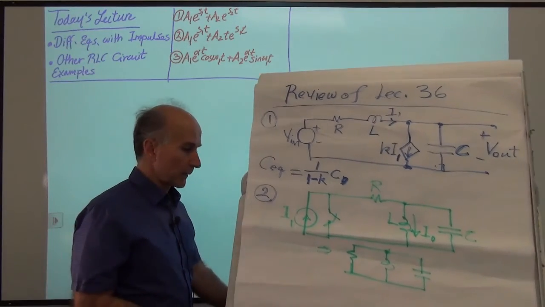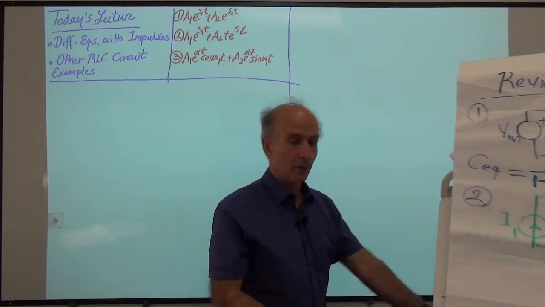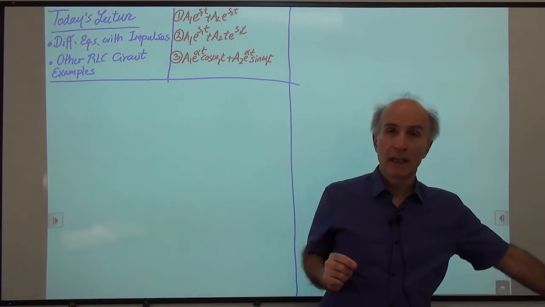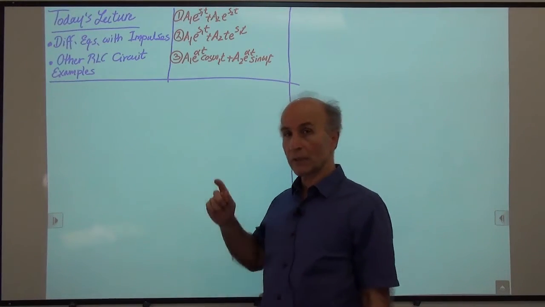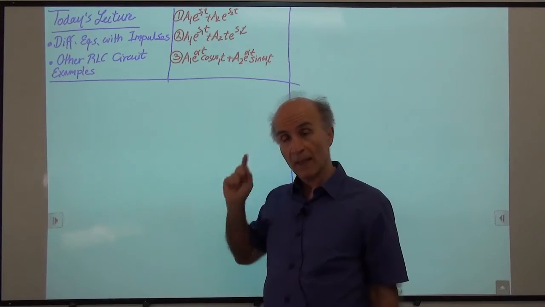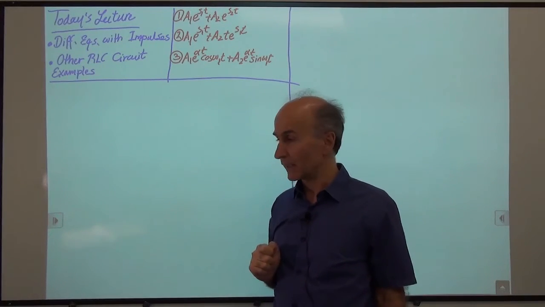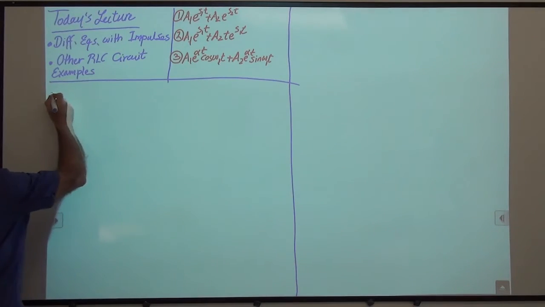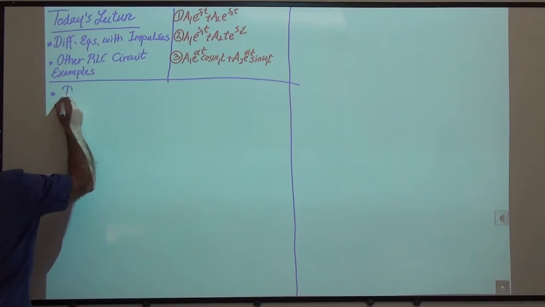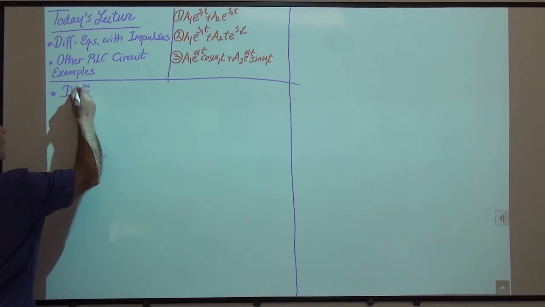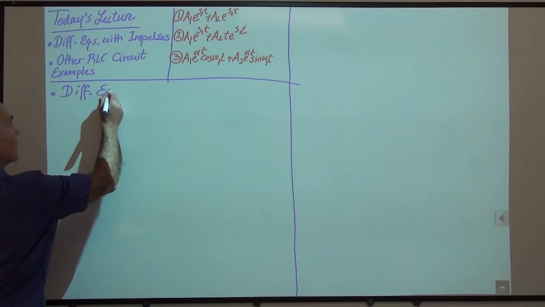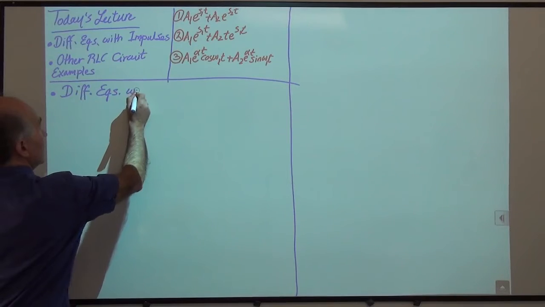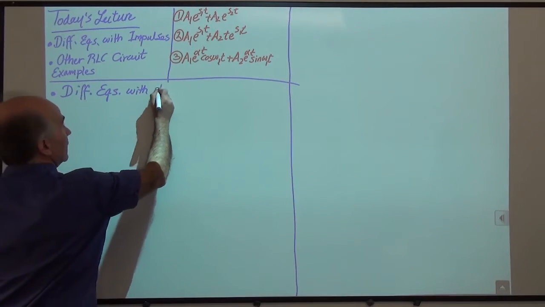Okay, so today we will pick up another example that we started last time, but before we go there, I need to talk about differential equations that have an impulse on the right-hand side. These are a little tricky, so we have to deal with them specifically and see how we go about solving these equations. Differential equations with impulses.